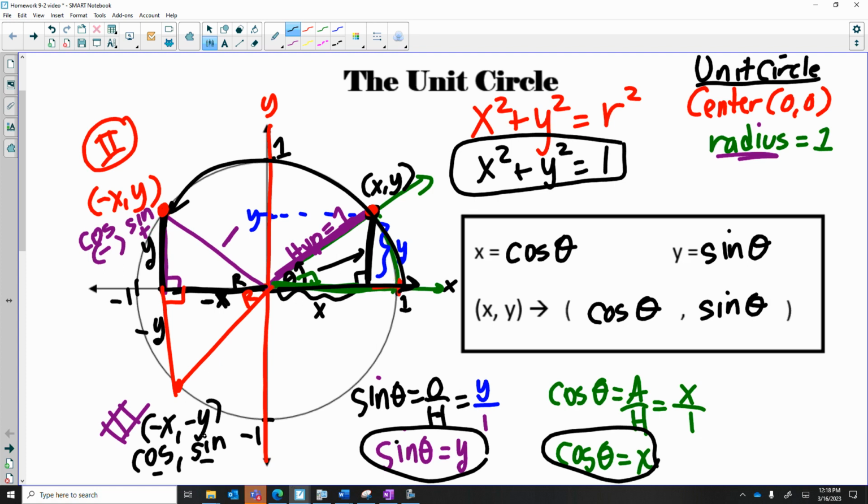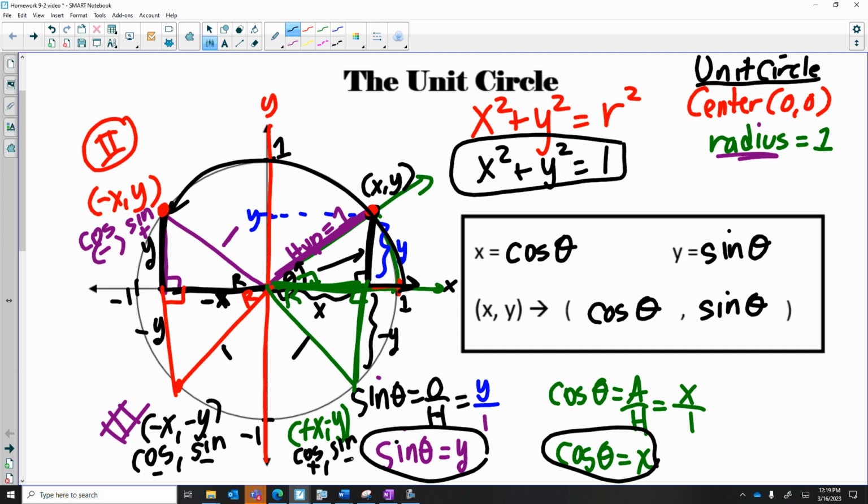And then in quadrant 4, we can reflect our triangle over the y-axis again. And here's my right angle and here's my reference angle. And then you see that along the x-axis we have a positive x and we have a negative y because it's going down here. Positive x, negative y. And the hypotenuse is still 1 for both of these. So x is positive, so cosine is positive, and sine is negative.